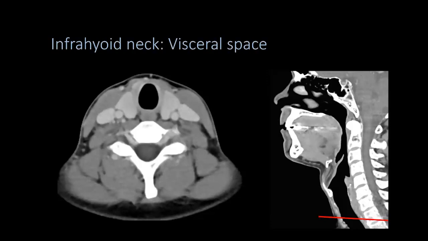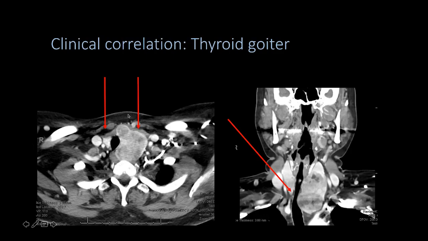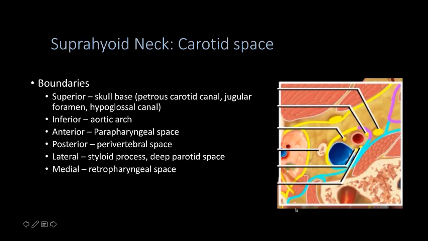So here again is our CT image of the visceral space. We see our trachea anteriorly, our esophagus posteriorly. This is going to be our tracheoesophageal groove where those recurrent laryngeal nerves are going to run, and then we see the two lobes of the thyroid gland. So this is a patient with a thyroid goiter, and you see a normal appearing right thyroid lobe, and on the left we have an enlarged heterogeneous left thyroid lobe that's displacing the trachea and the esophagus towards the right, and on the coronal image we see that there's some mild tracheal narrowing as well.